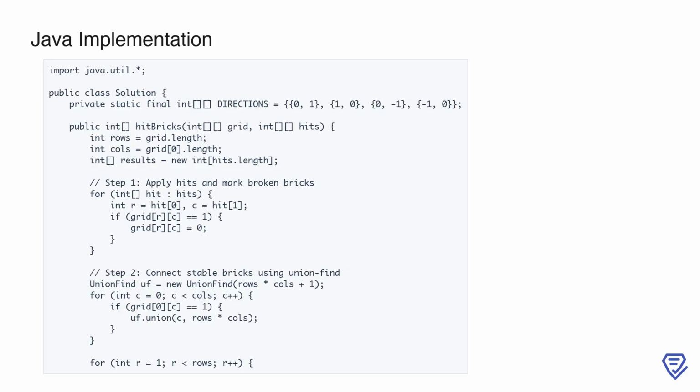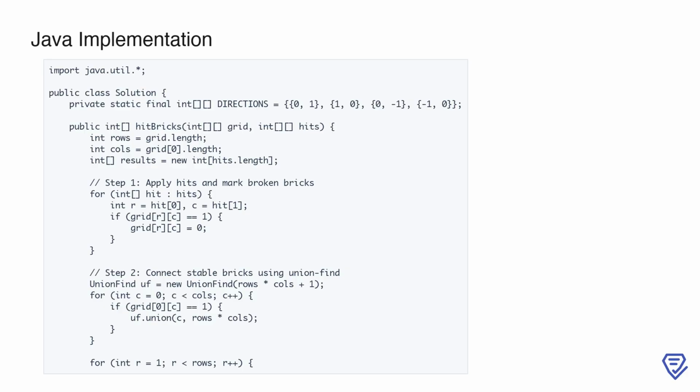First, we initialize the dimensions of the grid and an array to store the results of each hit. In step 1, we iterate through the hits to mark the bricks that will be broken by setting their value in the grid to 0. This ensures that the grid reflects the state after all hits.